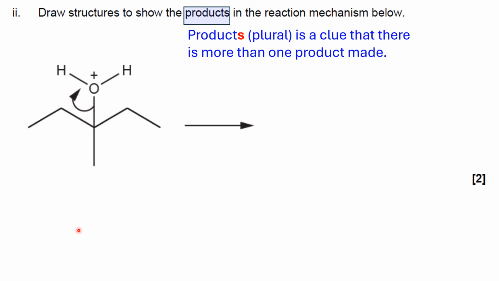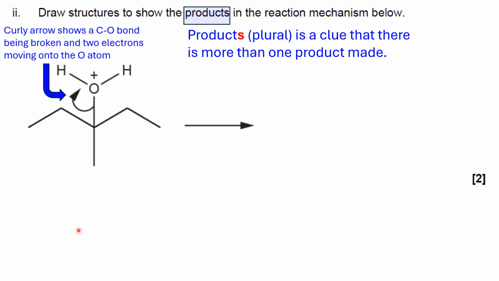So firstly, let's think about what's going on here. The curly arrow shows a C single bond O being broken and two electrons moving onto the O atom. Like we said before, if electrons move onto a positively charged atom, that positive charge goes away. And if electrons move away from something, that means a positive charge appears.